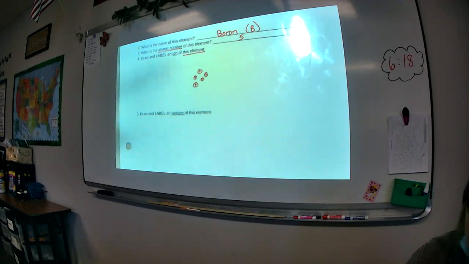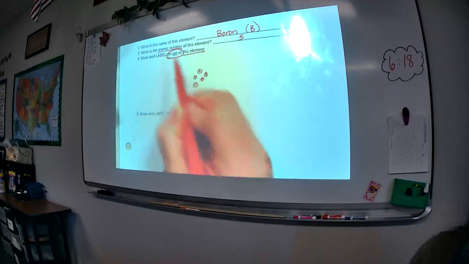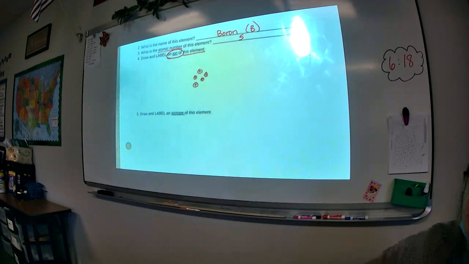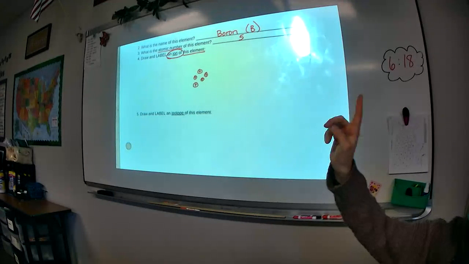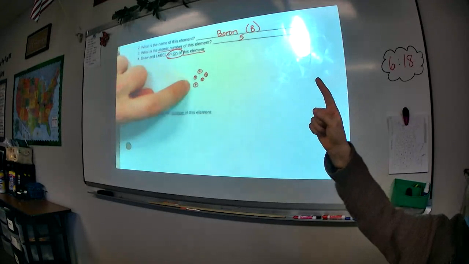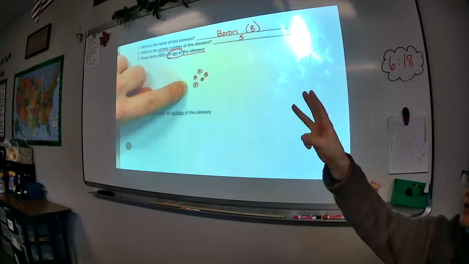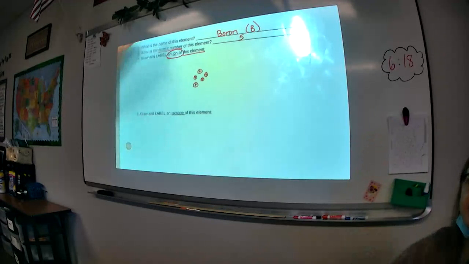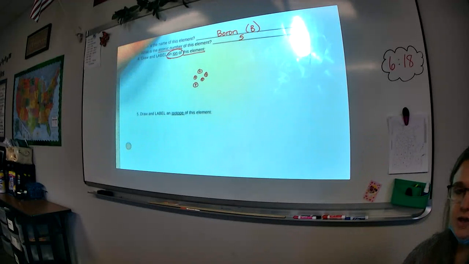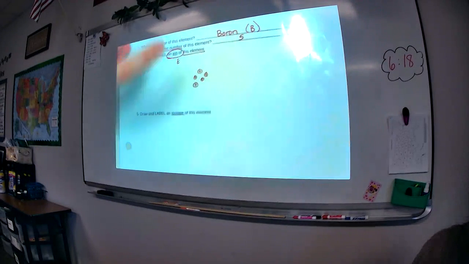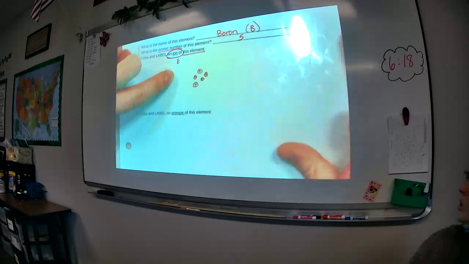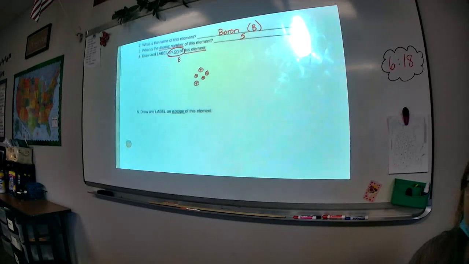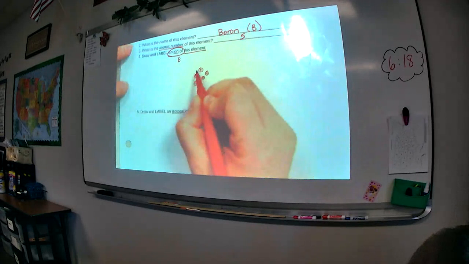Now, because the question is asking me to draw an ion of the element, there are 3 subatomic particles: proton, neutron, and electron. I already have a number of protons. Of the 2 that are left, neutrons and electrons, which one should be different for an ion? Electrons. Good. So I'm going to remind myself to change the number of electrons. Here's the proton. If there are 5 protons, how many neutrons should I have here? Manny? 5. Very good.